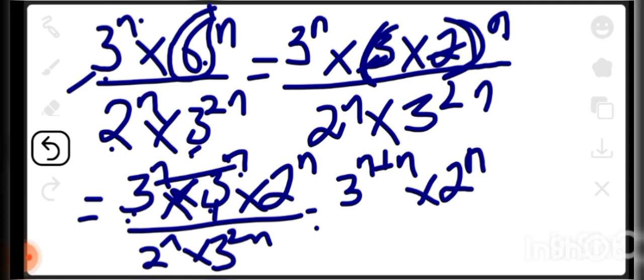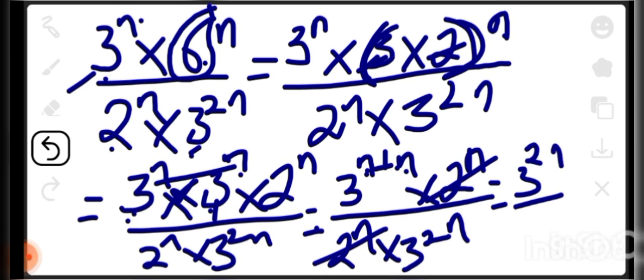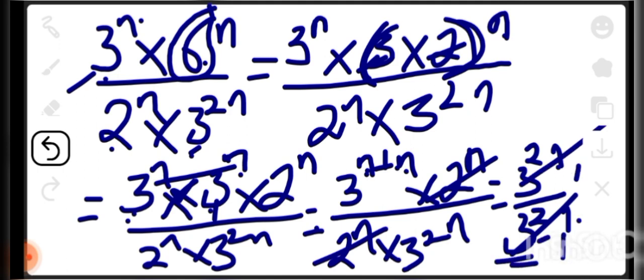In fact, this 2 raised to power n can cancel this, so that one is already gone. But let's just leave it first. Then over 3 raised to power n times 3 raised to power 2n. This will cancel this. n plus n, that is 2n. We're going to have 3 raised to power 2n over 3 raised to power 2n. This will cancel this, and the answer will now be 1 over 1, that is 1. So the answer to this is actually 1.